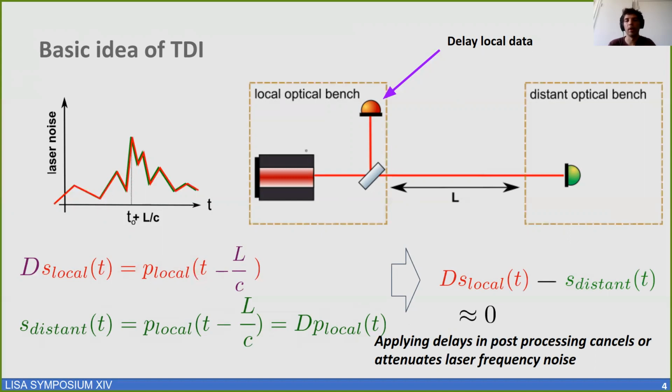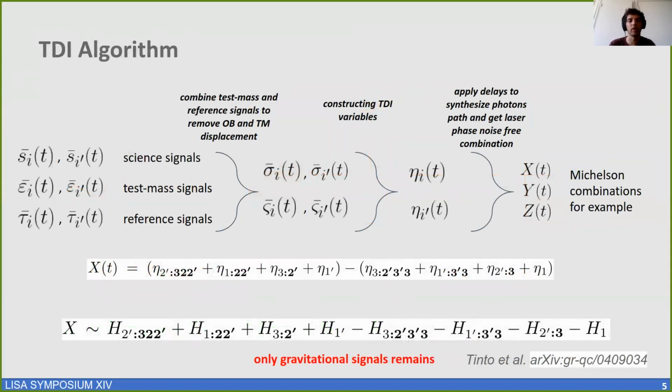For the real LISA TDI algorithm, it's a little bit more complex, but the idea is the same: to combine different signals, science signals, test mass, and reference signals, to remove the optical bench and test mass displacement and get just a test mass to test mass displacement. And then we delay these, what we call TDI variables, to get a combination. Here it's a noise-free combination called the Michelson combination. And after some computation, we can show that only the gravitational signal remains.